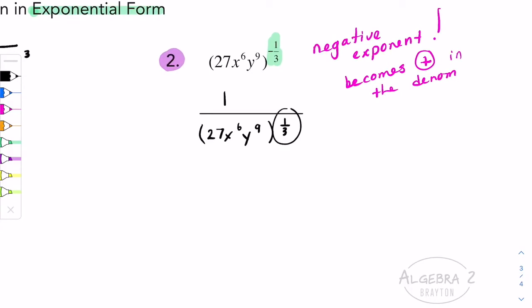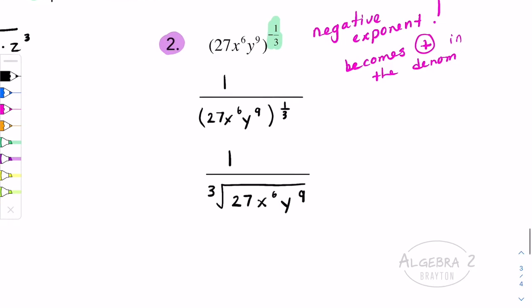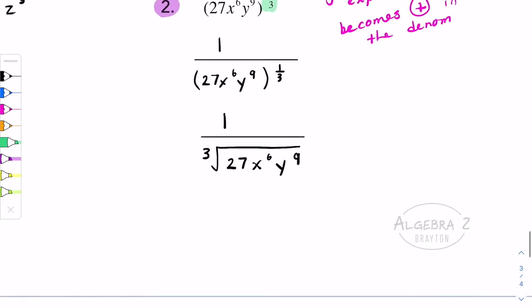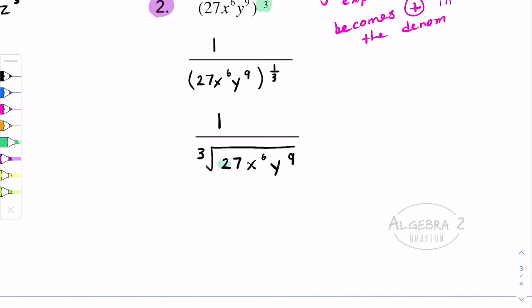But we can simplify, whether you simplify in exponential form or you know that you want to convert to radical form, which is what I'm going to do. Our denominator becomes the cube root of 27 times x to the 6th times y to the 9th. And at this point, as far as we've been simplifying, 27 is a perfect cube, x to the 6th is 2 groups of 3, y to the 9th is 3 groups of 3.